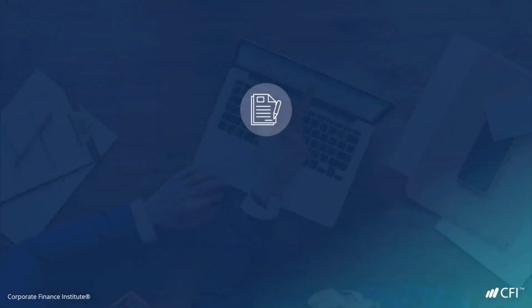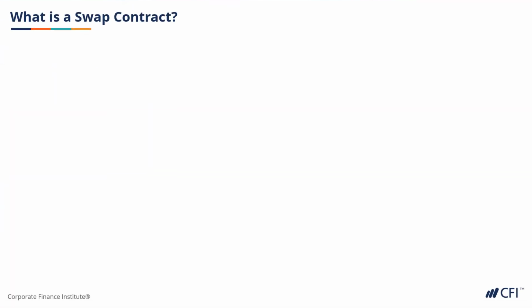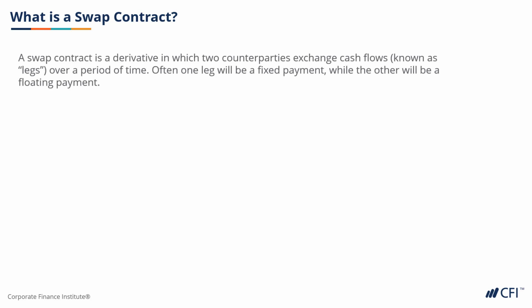Now let's turn our attention to swap contracts. Let's start by asking the question, what is a swap contract? Well, a swap contract is a derivative in which two counterparties exchange cash flows, which we often call legs, over a period of time. Often, one leg will be a fixed payment, while the other will be a floating payment.